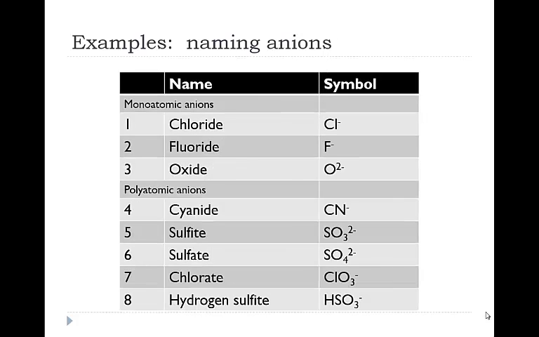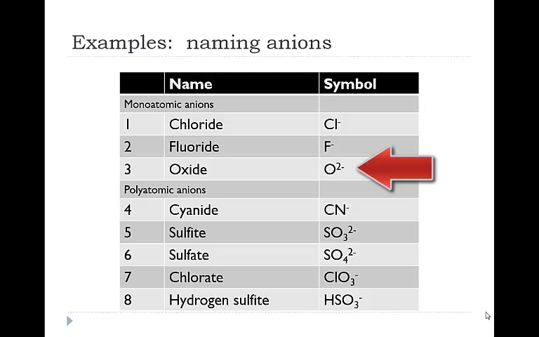For naming anions, if you have a monoatomic anion, chlorine, Cl-, becomes chloride. Fluorine, F-, becomes fluoride. Oxygen with a 2- charge becomes oxide. So you drop the name ending and add -ide.